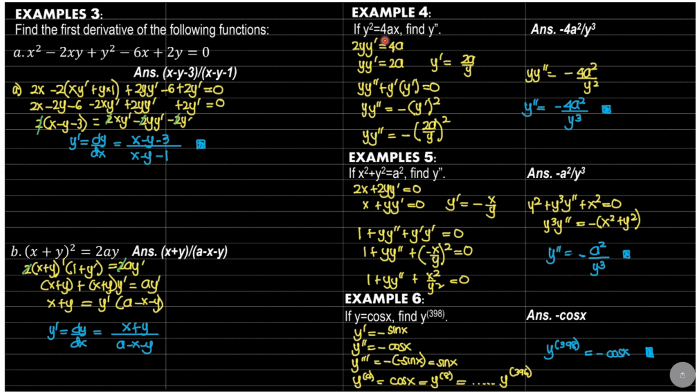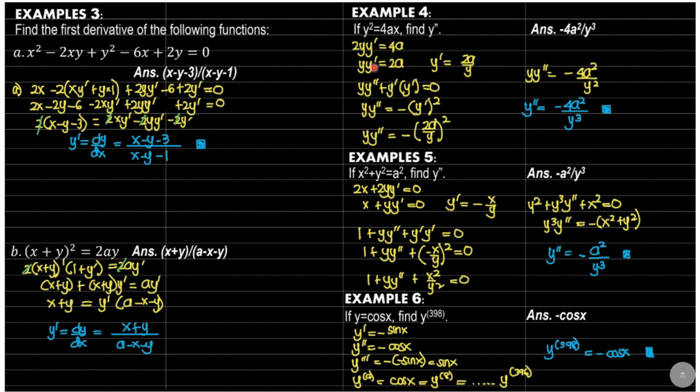Example 4, this is a higher order derivative, second derivative. So y squared equals 4ax, a parabola open to the right. Derivative of y squared is 2y prime, derivative of 4ax is 4a. Cancel 2, so y prime equals 2a over y. So that means y prime is 2a over y.